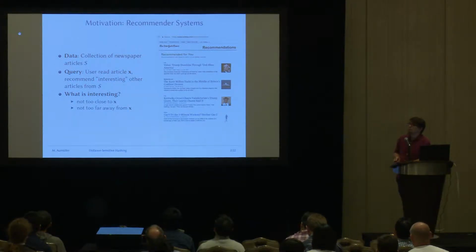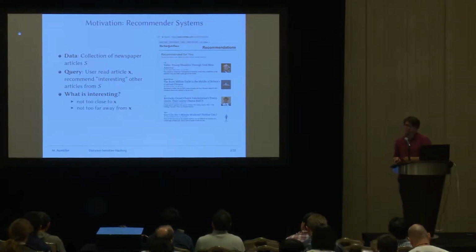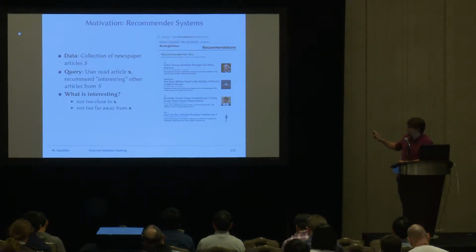What we want to be able to do is recommend articles to users. So we know that a user read a certain article, and we want to recommend some interesting other article to this user. Our definition of interesting is very informal here, because we want something that is not too close to what the user read. It should also be not too far away. There should be some surprise in there. Such a system runs on the New York Times website.